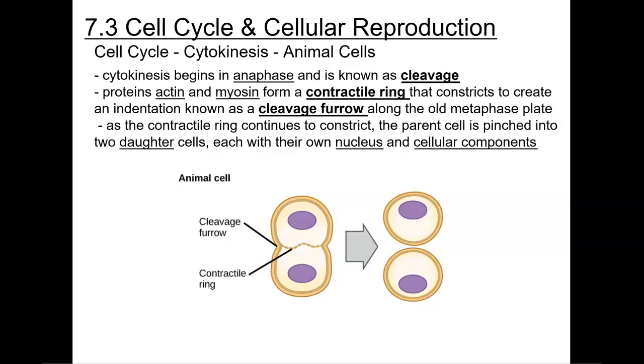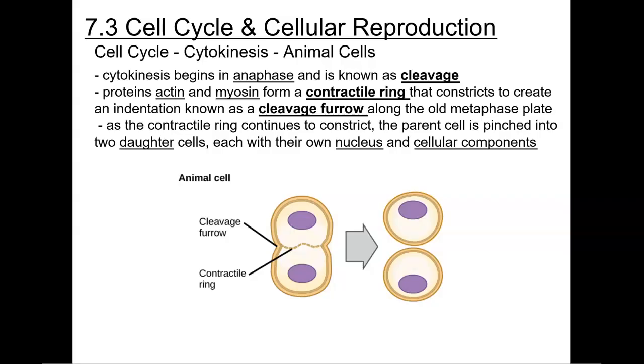Cytokinesis actually begins in anaphase, and it's also known as cleavage. Once the cell elongates, it starts to bend in on the sides, and that's where you see those cleavage furrows. The proteins actin and myosin form what's known as a contractile ring, which is going to constrict and create that indentation known as the cleavage furrow, at the end of metaphase as it's going into anaphase. It's going to be right where that metaphase plate was.